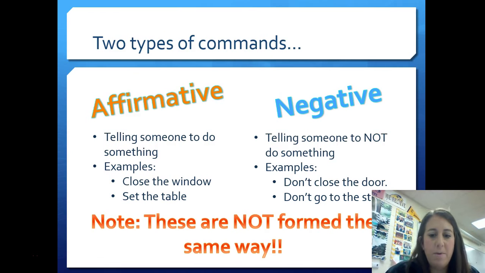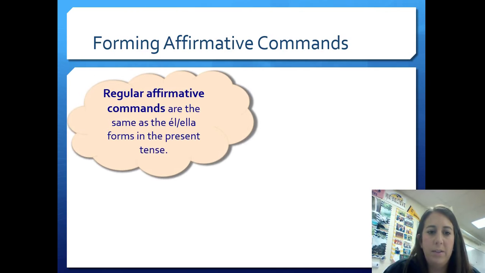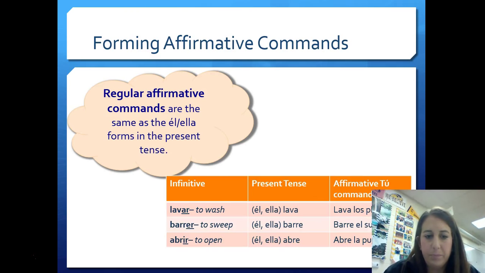These are not formed the same way. Our positive or affirmative tú commands look a little bit different than our negative. So let's get down to the nitty-gritty. How do we form affirmative commands? This is our regular affirmative commands, so we're working on the left side of your notes right now. Regular affirmative commands are very easy. They are the same as the él and ella conjugations or forms in the present tense.